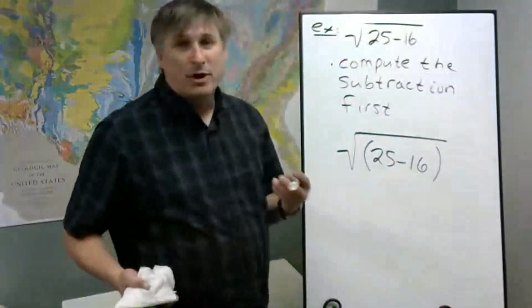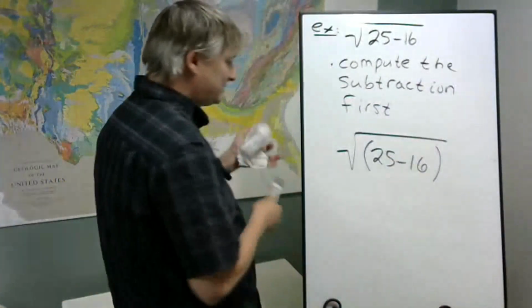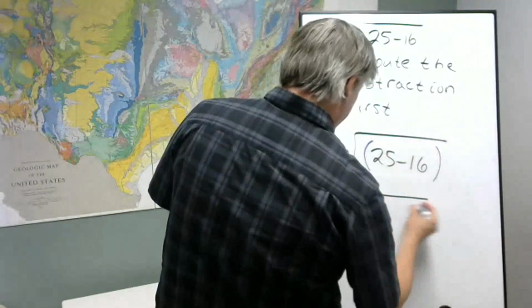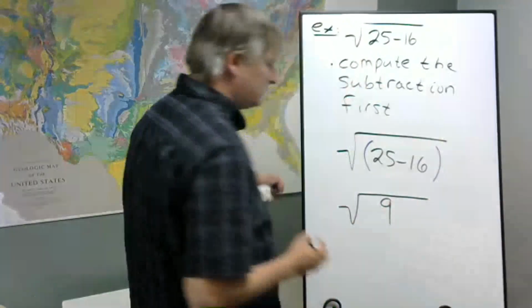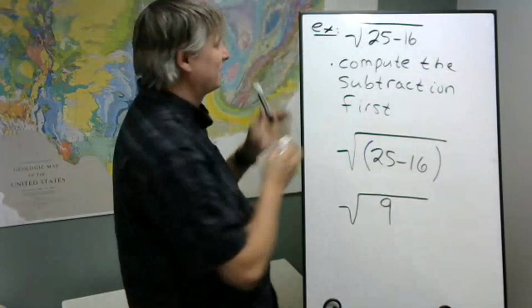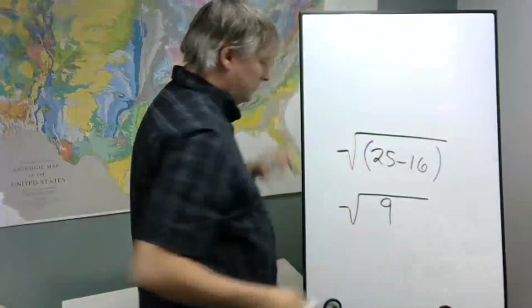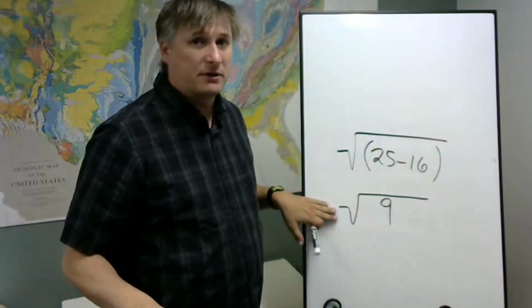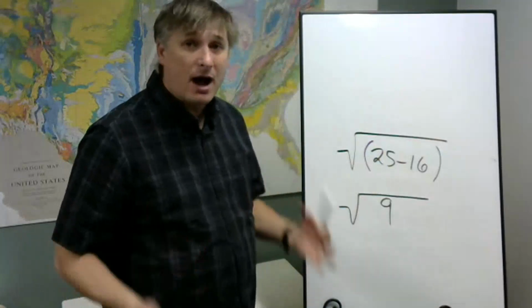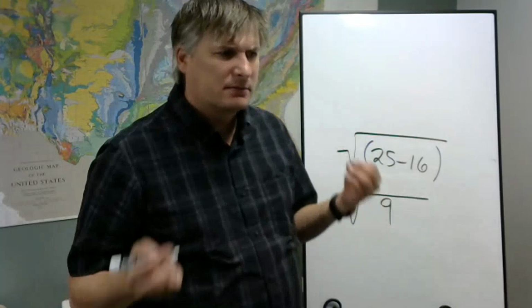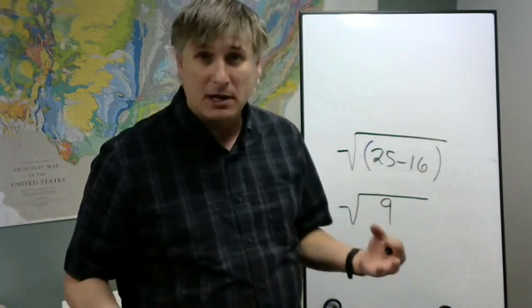So that means we're going to do the subtraction first. And so what that's going to give us, 25 minus 16 is the square root now of 9. Now keep in mind, we weren't given a minus in front of this. So we're looking for the positive square root of 9. So what positive number times itself gives you 9?